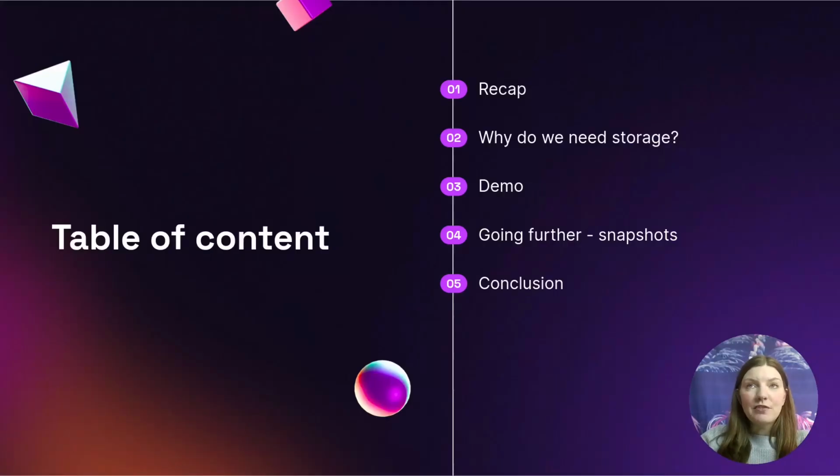So we'll very briefly recap the first three videos of the series before diving into the topic of storage. First, we'll look at why we need storage and how storage works with Kubernetes Kapsule, including the very important concept of a stateful set. Then there'll be a practical demonstration during which we show you how to add persistent storage to a cluster using a stateful set. I'll briefly touch on how you can go further by talking about snapshots, and finally we'll sum up the key takeaways at the end of the video.